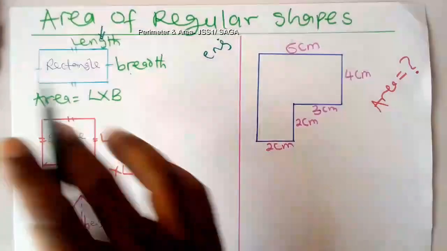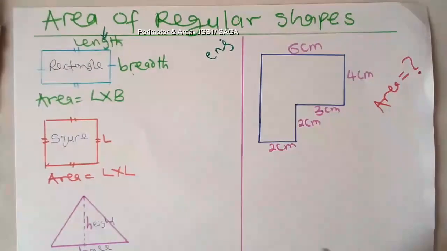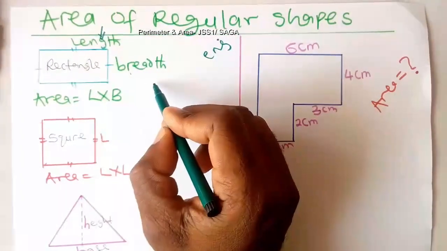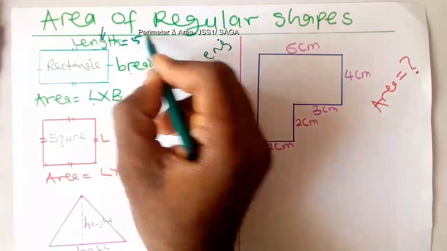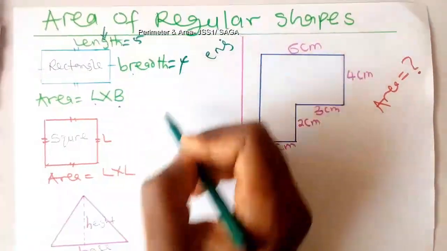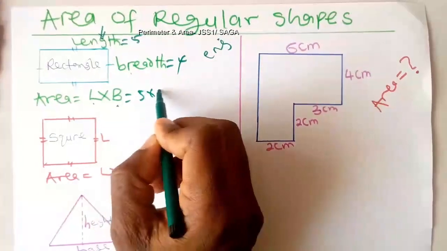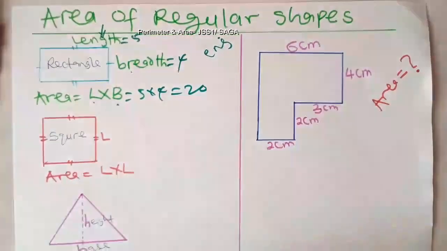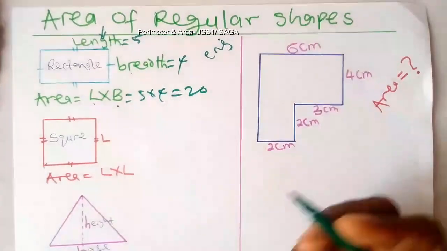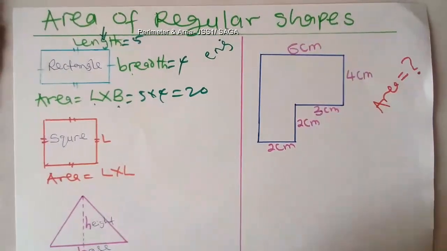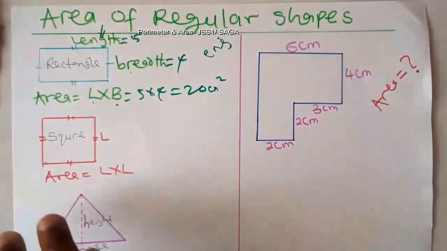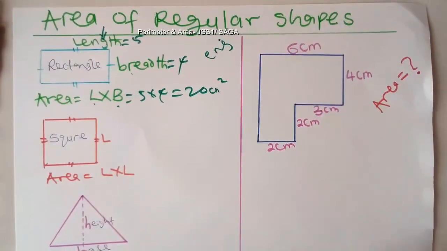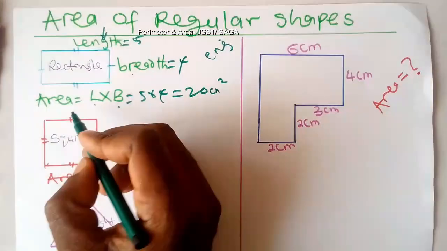Okay, so area of a rectangle, remember it is a regular shape. It is length times breadth. If the length is 5 and the breadth is 4, so area is just 5 times 4, which is 20. If it is meter, it will be meter square, because we are talking about area. If it is centimeter, it will be what? Centimeter square.